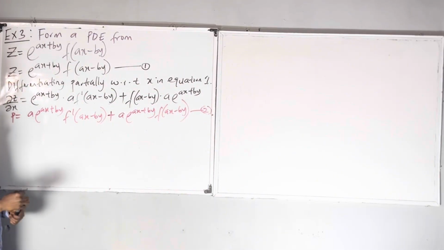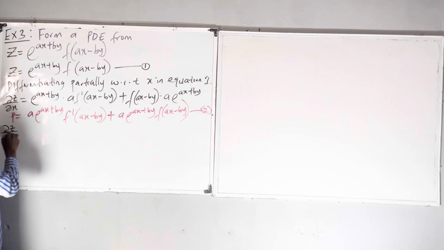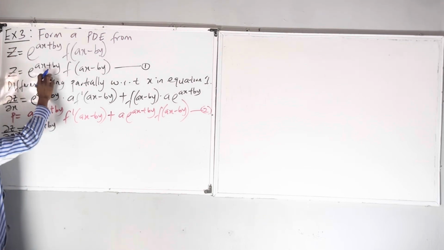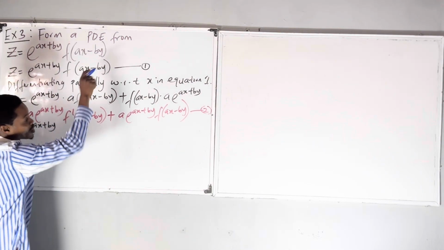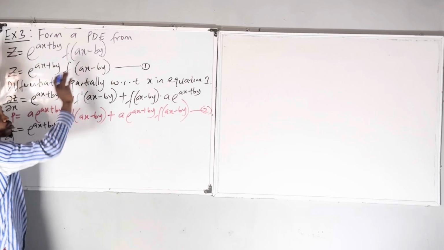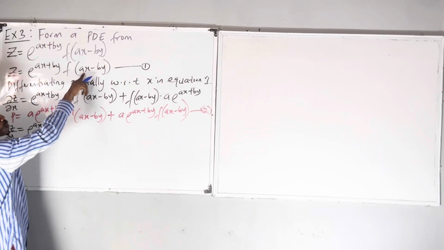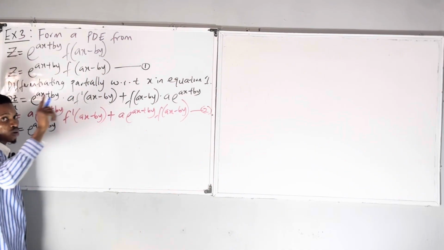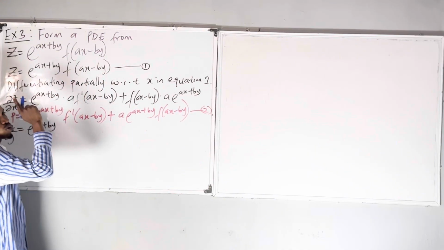So let us differentiate equation 1 with respect to y. So there is partial z over partial y. I'm going to take e^(ax+by) first. Now differentiate f with respect to y. In this case, I'm going to consider y, not x. So this x term will be 0, minus by. I'm going to differentiate y. I'm going to have 1. 1 times minus b, I'm going to have minus b.